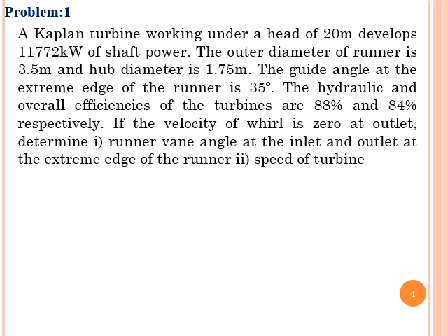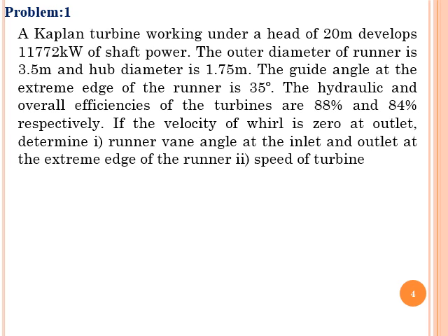This numerical related to a Kaplan turbine is working under a head of 20 meter and develops 11,772 kilowatt of shaft power. The outer diameter of the runner is 3.5 meter and the hub diameter is 1.75 meter. The guide angle at the extreme edge of the runner is 35 degree. The hydraulic and overall efficiencies of the turbine are 88% and 84% respectively.